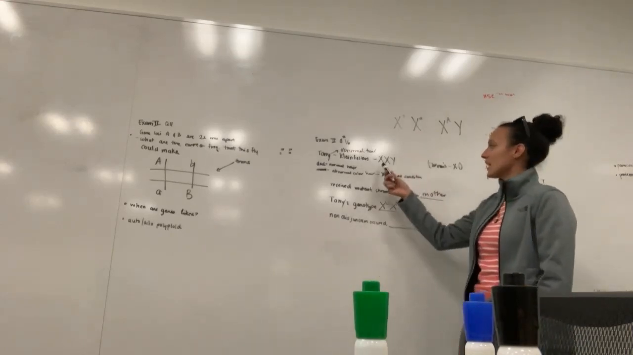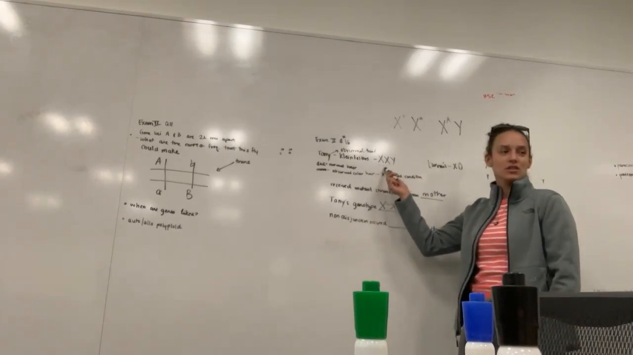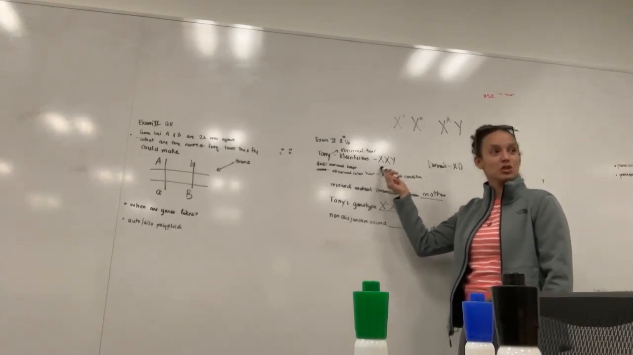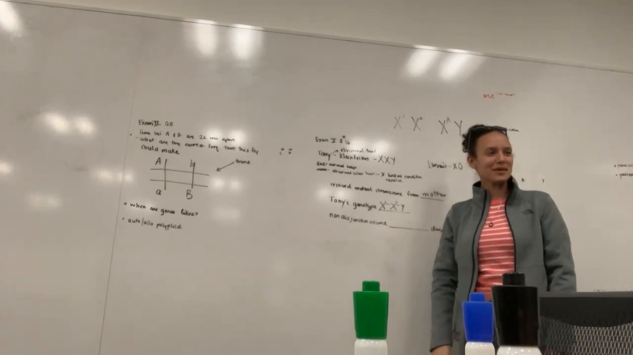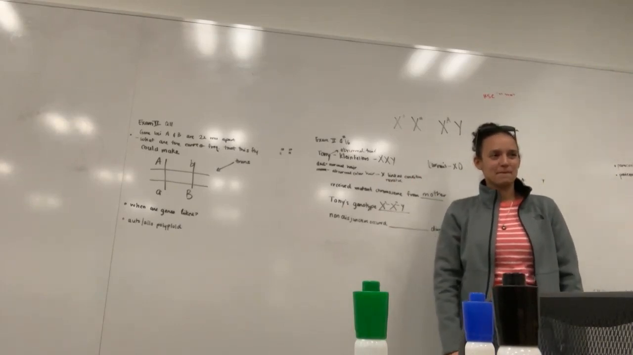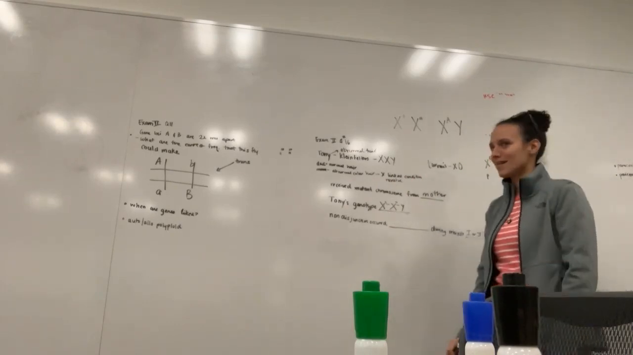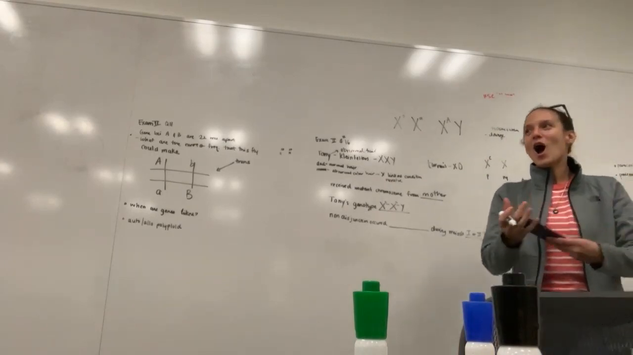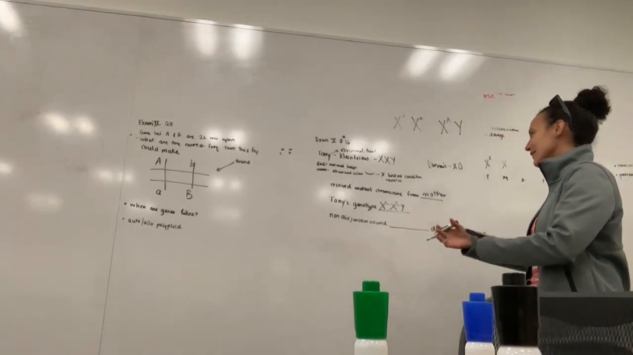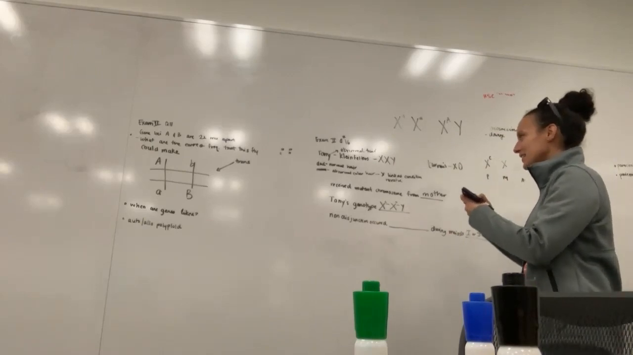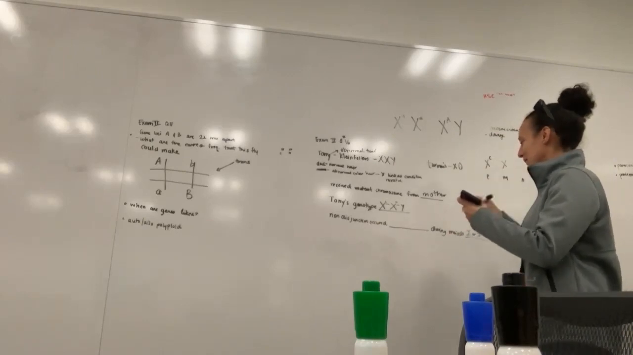It's because they have two X's. Klinefelter individuals benefit from female mosaicism. That makes sense. Okay, cool.